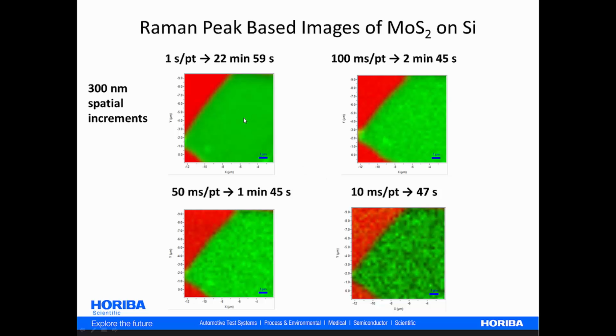And so what I hope you can see here is that in moving from 1 second per point at a total of essentially 23 minutes of integration time to a tenth of that time, 2 minutes 45 seconds, where you go to 100 milliseconds per point, down to 50 milliseconds per point, you can really cut your times and still maintain pretty decent imaging. And finally, at 10 milliseconds per point, we're starting to get some fairly grainy images, which is consistent with the signal to noise of the spectrum.